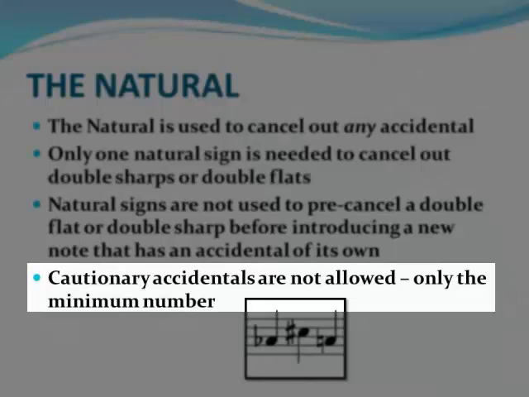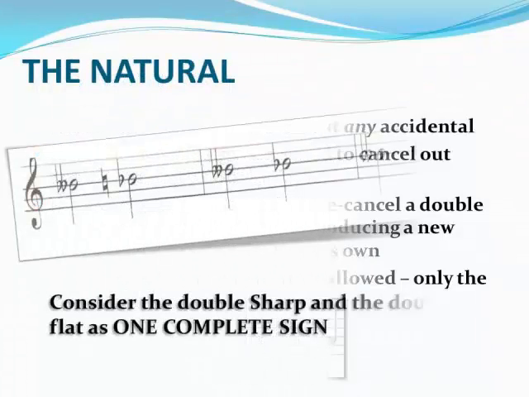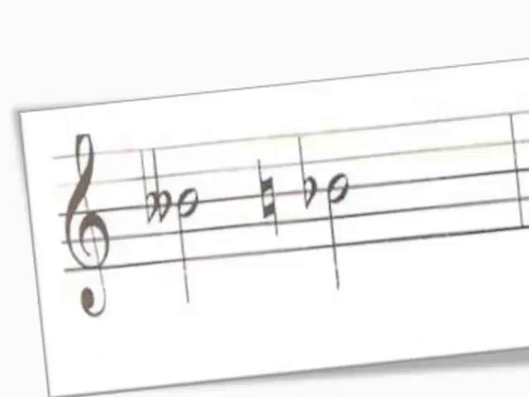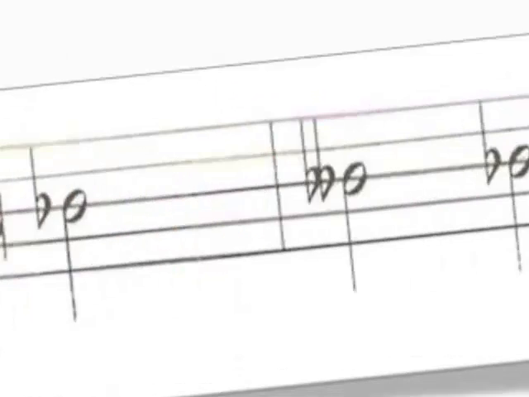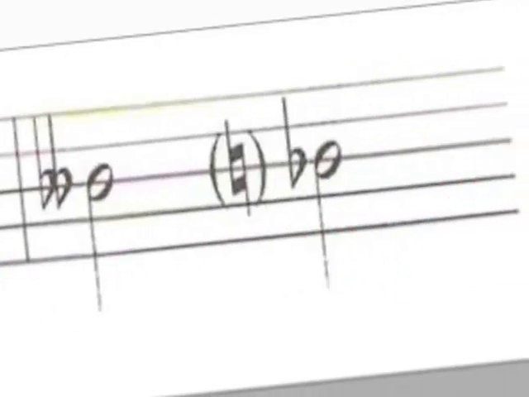Cautionary accidentals are ones that are added just as a gentle reminder. You don't want to do that. Let's look at the treatment of the accidentals in this line. In the first measure, we see B double flat. The second B has a natural sign in front of the flat. This is written incorrectly because the natural should not be written there. The second measure is correct, though. The third measure is incorrect because the natural is not necessary, and by putting brackets around it, it becomes a cautionary accidental, and we never use cautionary accidentals. These same rules apply for the double sharp.